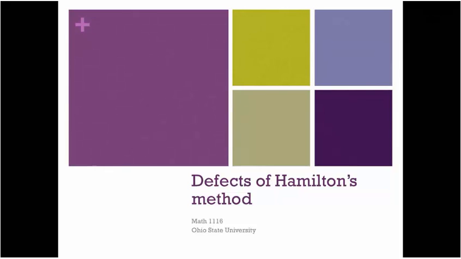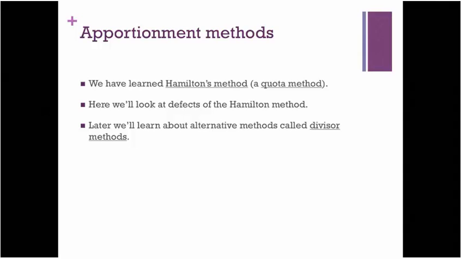We have learned how to use Hamilton's method, and it may be that when you saw it described, it seemed to you, well, this is sort of the obvious thing to do. It's really a rather straightforward procedure, and I think what many of us might think to do if we were asked to do an apportionment. But let me point out that it has certain defects.